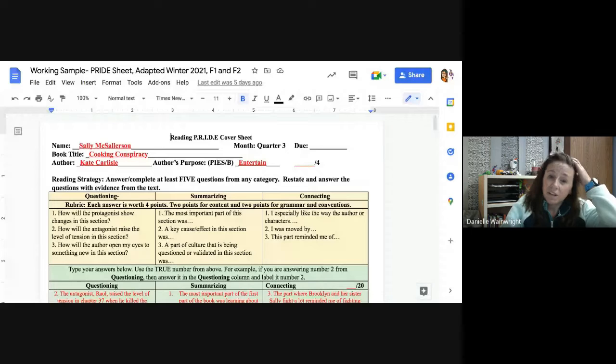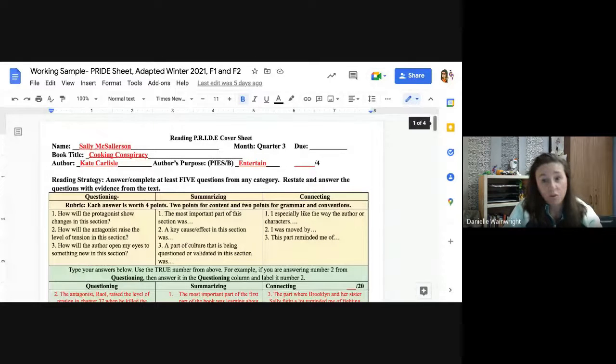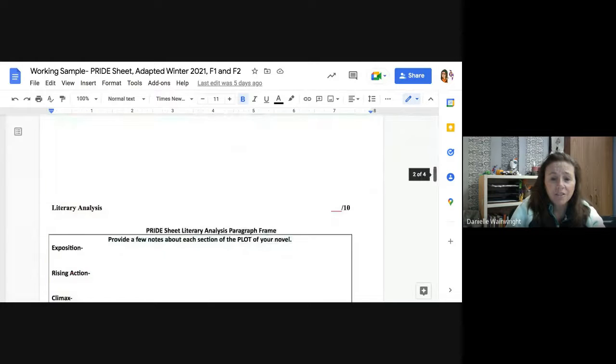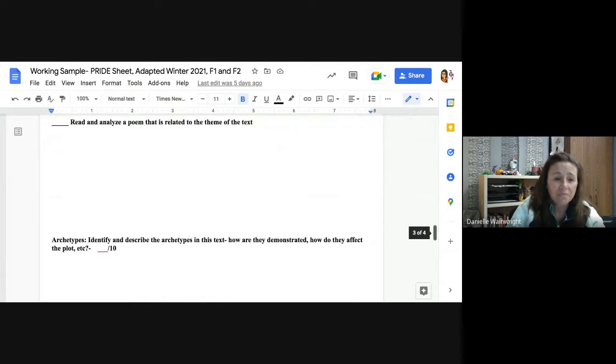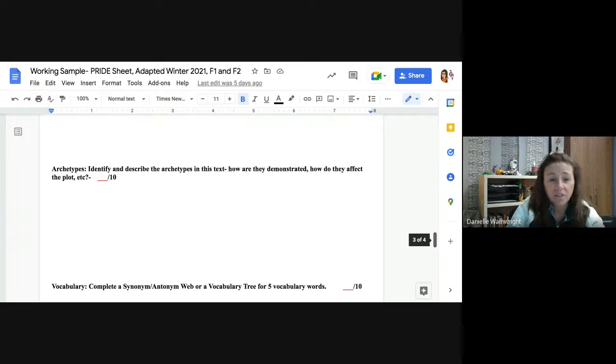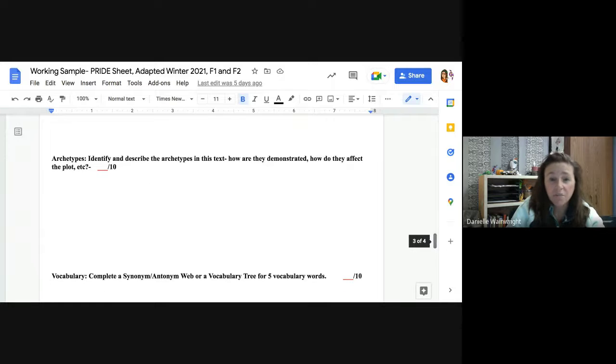So when it's time to do the archetypes, which is hopefully this Thursday, the 3rd, you're going to go down to the Pride sheet, almost near the bottom, where it says archetypes: identify and describe archetypes in the text and how they are demonstrated. Okay, so literally, guys, the goal is always twofold.